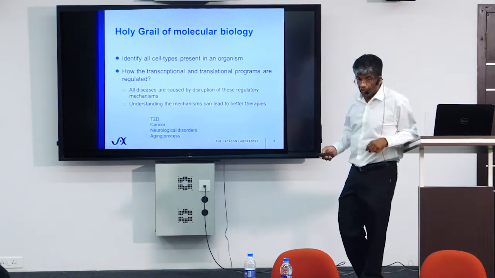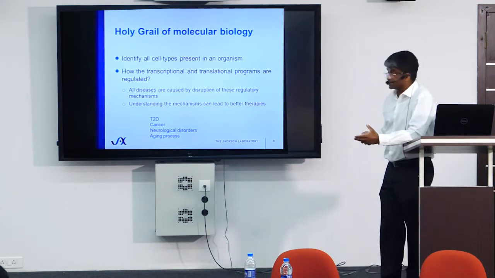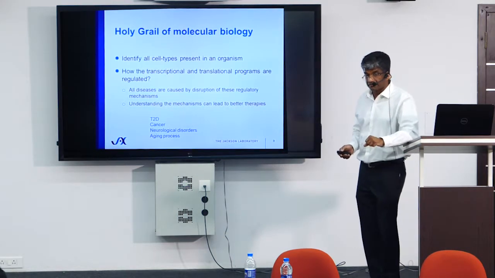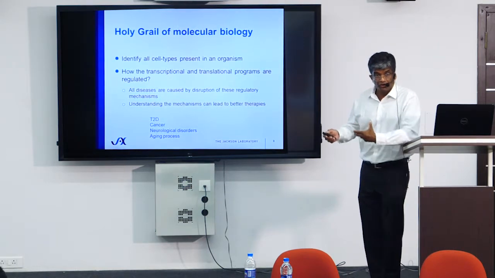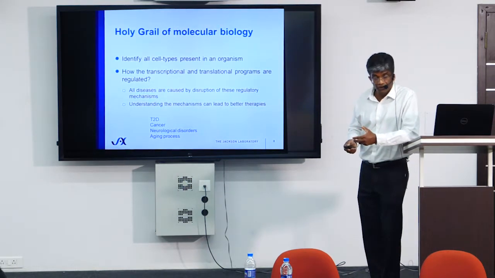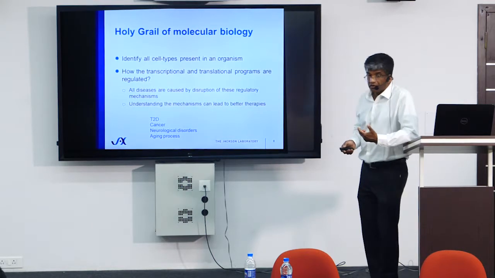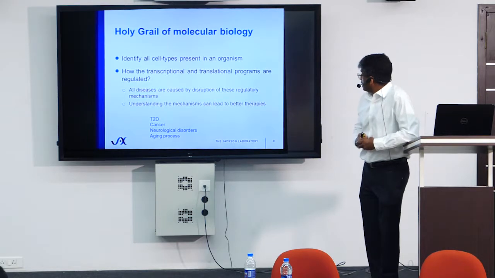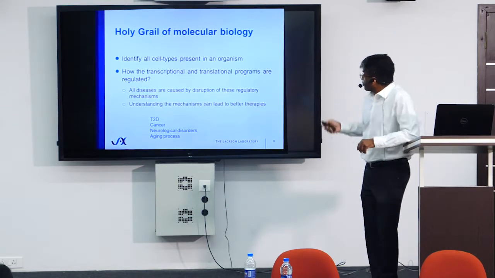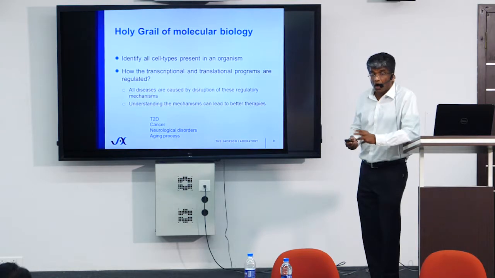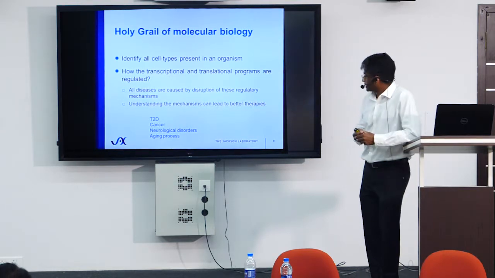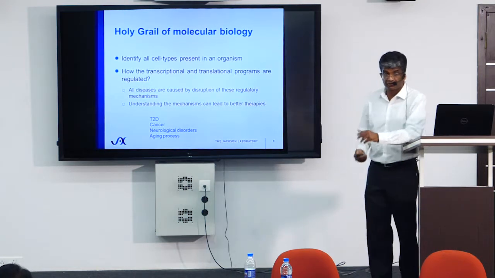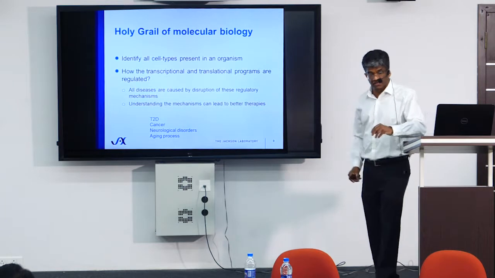Like I said before, the holy grail of molecular biology right now is to understand all cell types. There are approximately 400 to 500 cell types, but most people believe that there are novel cell types present in human bodies we don't know, and a lot of experiments are done to identify all cell types. And then the most important thing is that we want to know how these genes are regulated, because, to give you an example, a lot of these diseases can be thought of as disruption of this regulatory process.